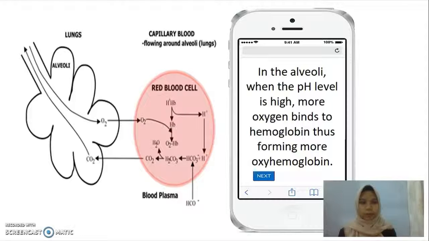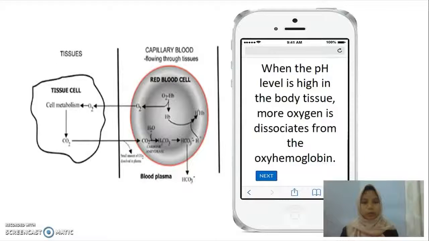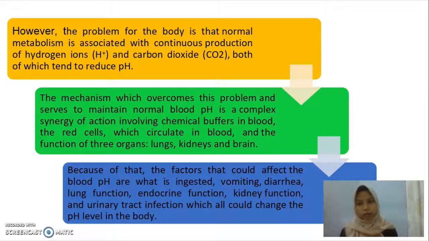When the pH level is high in the alveoli, more oxygen will be bound to the hemoglobin, thus forming more oxyhemoglobins. When the pH level is high in the body tissue, more oxygen is dissociated from the oxyhemoglobins. However, the problem for the body is that the normal metabolism is associated with continuous production of hydrogen ions and carbon dioxide, both of which tend to reduce the pH level.